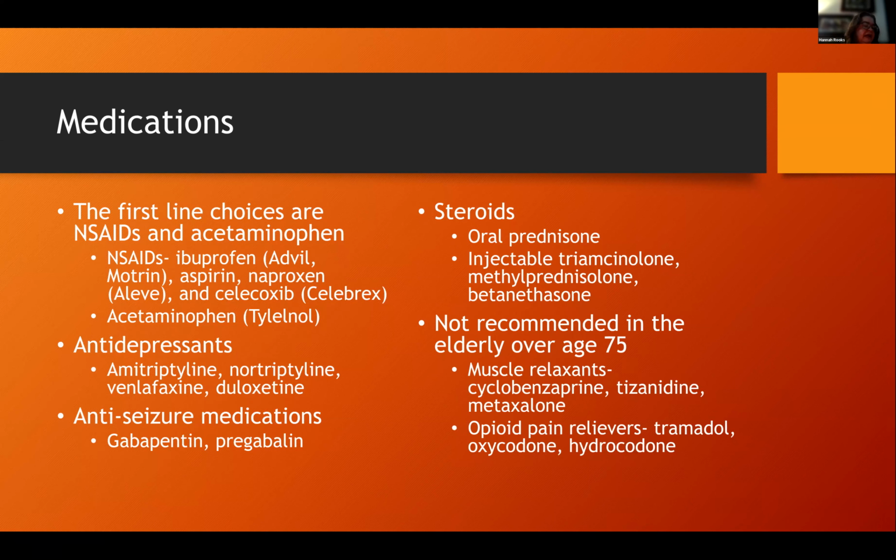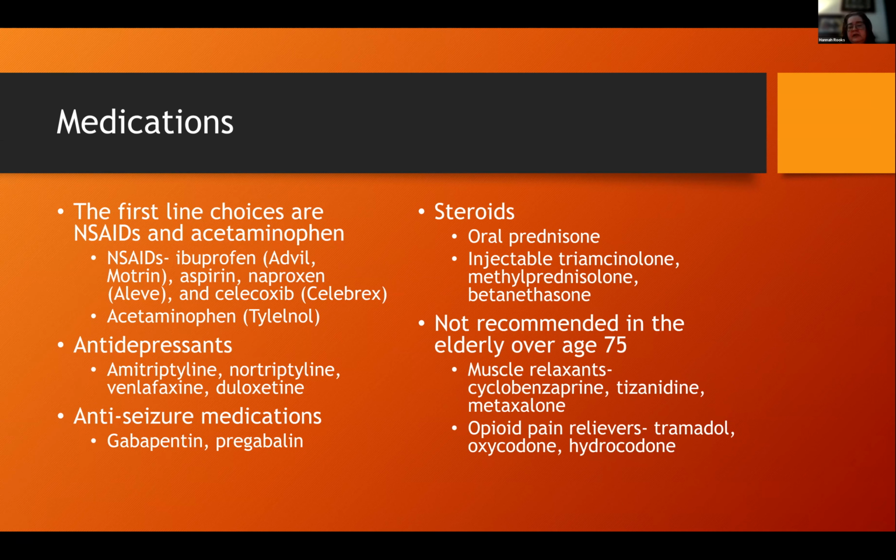There are two classes of medications that can be used, but they're not really recommended, especially if the patients are over the age of 75. One is the muscle relaxants. That's cyclobenzaprine, otherwise known as Flexeril, tizanidine, otherwise known as Zanaflex, and metaxalone, otherwise known as Skelaxin. These relax the muscle. However, because of their side effects, which are dizziness, drowsiness, confusion, fatigue, blurred vision, dry mouth, and nausea, they increase the risk of falls in elderly patients.